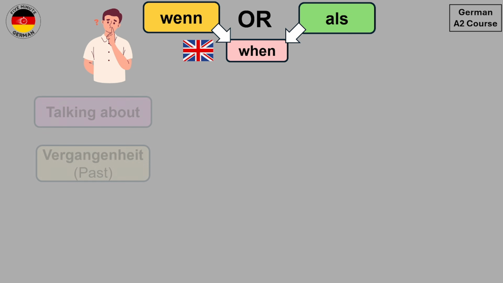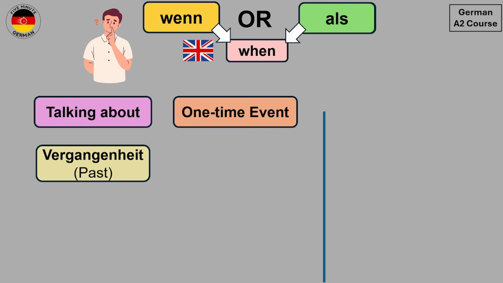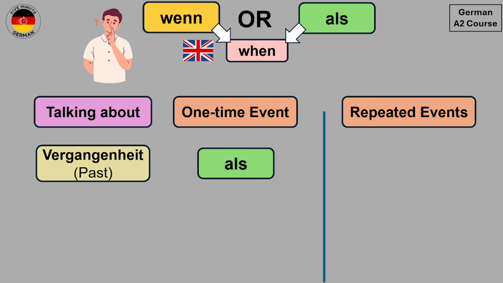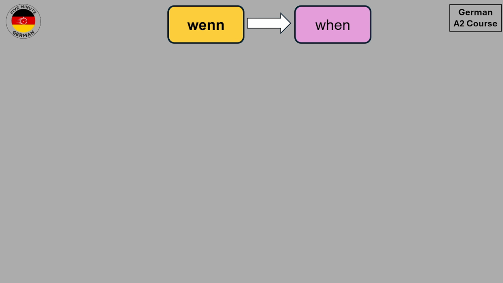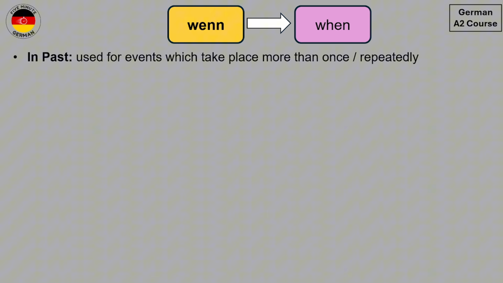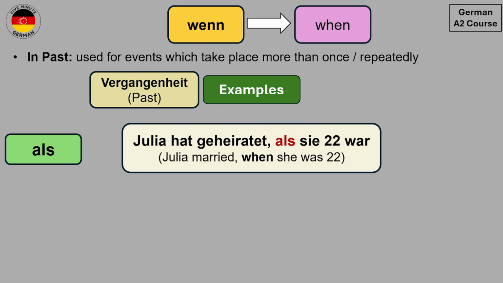So whenever you are talking about the Vergangenheit, which is the past, and it is a one-time event that you are describing, then you will use als. But if you are talking about the past and the event which you are describing is a repeated event, then you will use wenn. So let's understand this with some examples. So as I said, wenn is used in the past for events which take place more than once. So let's take a look at some examples in the Vergangenheit. So I have an example with als over here, which we already saw.